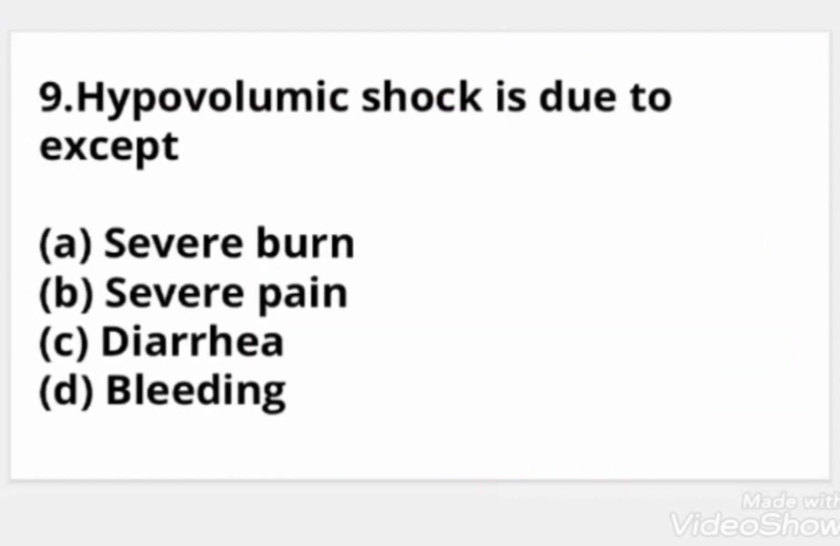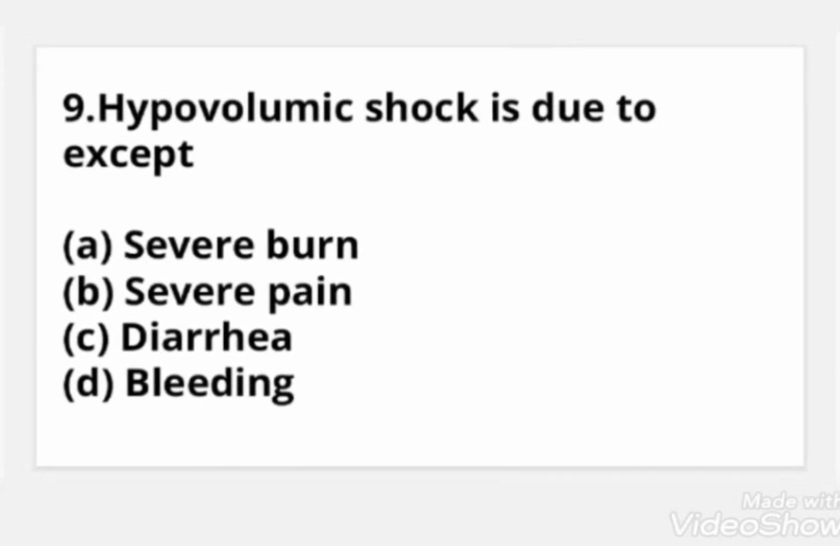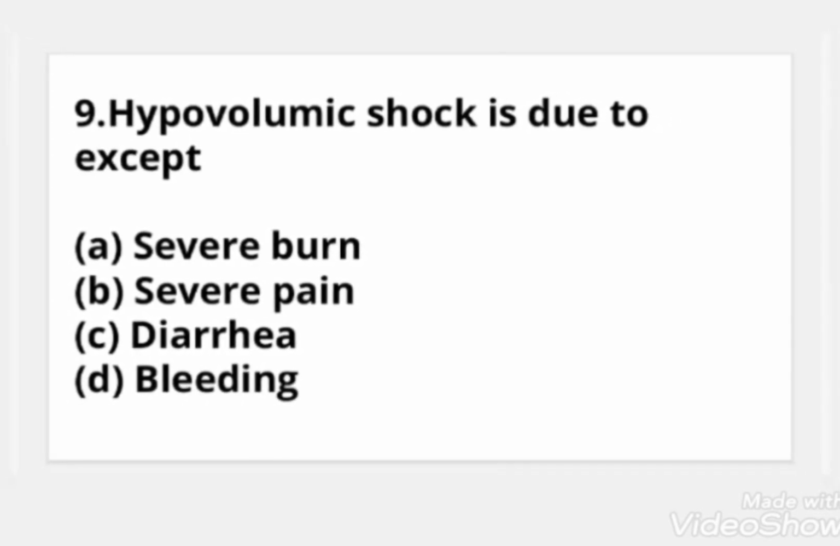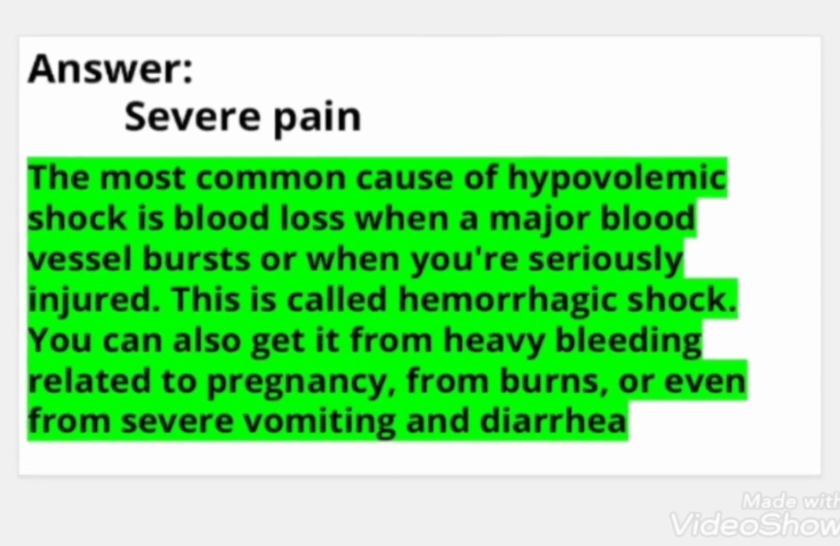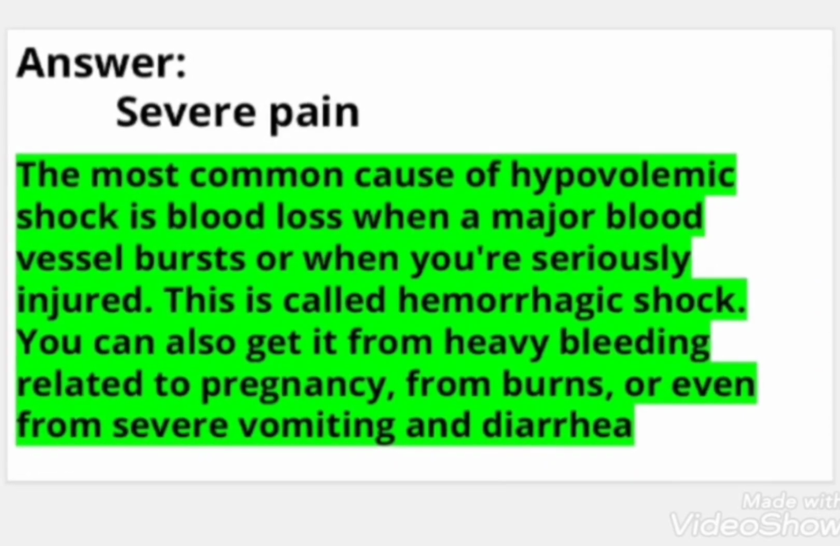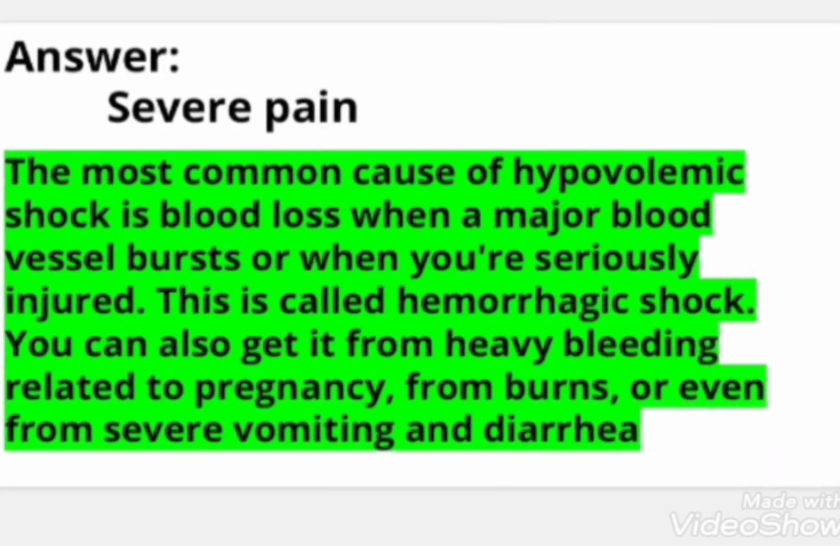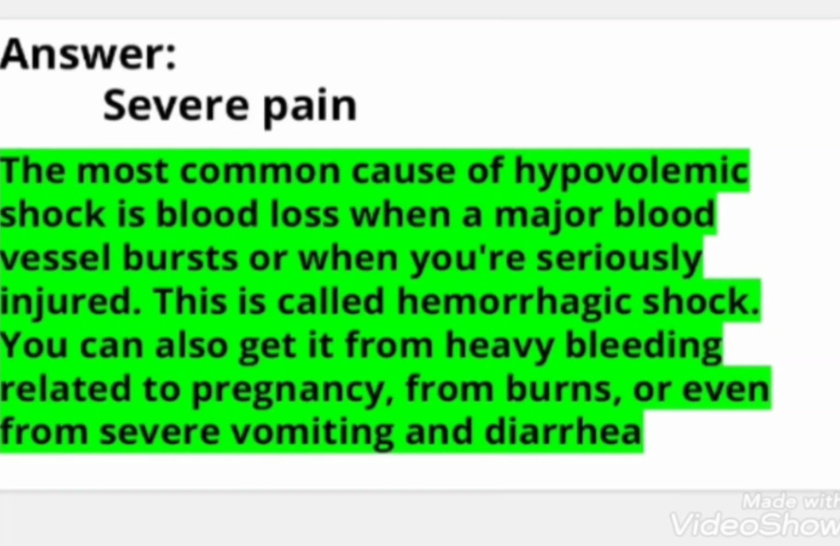9. Hypovolemic shock is due to all except: A. Severe burn. B. Severe pain. C. Diarrhea. D. Bleeding. Answer: Severe pain. The most common cause of hypovolemic shock is blood loss when a major blood vessel bursts or when you're seriously injured. This is called hemorrhagic shock.